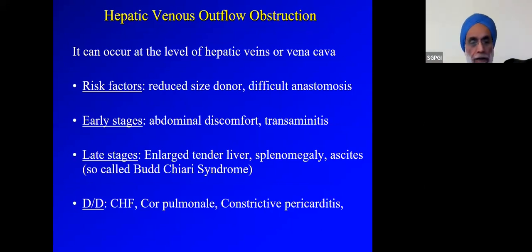So let's talk of hepatic vein outflow obstruction. It can occur at the level of hepatic veins or the vena cava. The early stages cause just discomfort and transaminitis. Late stages can cause Budd-Chiari syndrome. And when you are looking at a case where you think it's hepatic venous outflow obstruction, think of commoner causes: congestive heart failure, cor pulmonale, constrictive pericarditis. They will be commoner than actual thrombosis of the cava.